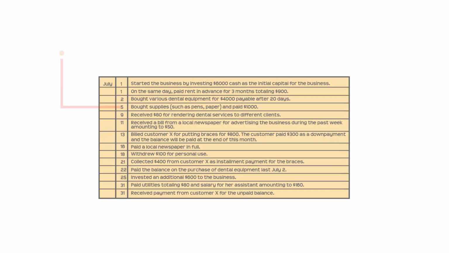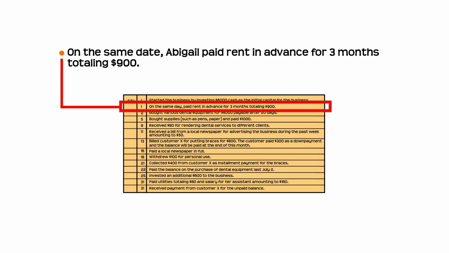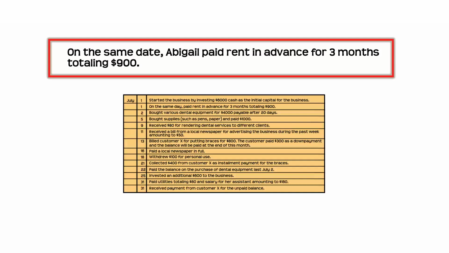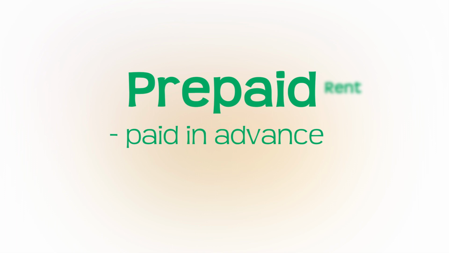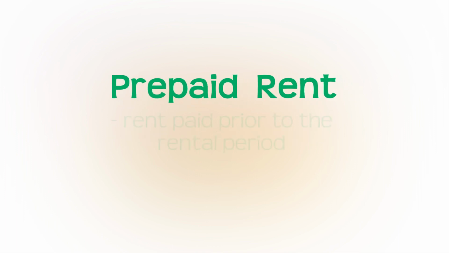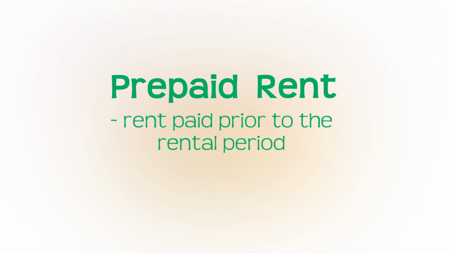On the same date, Abigail paid rent in advance for 3 months, totaling $900. What do you think should be debited or credited with this transaction? Let's analyze the transaction. The account suitable for this transaction is called prepaid rent. As the term implies, prepaid means it was paid in advance. It is called prepaid rent because Abigail already paid the rent even though she still hasn't used the property. You get the idea, right?